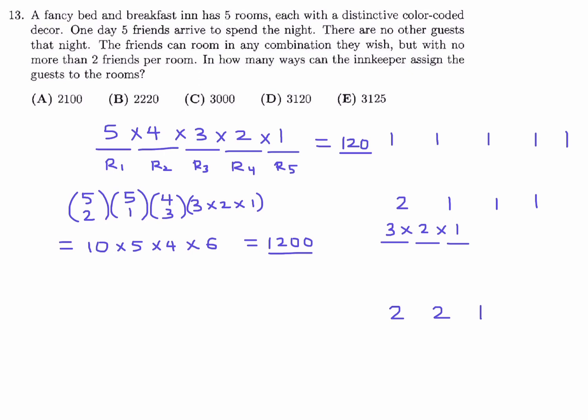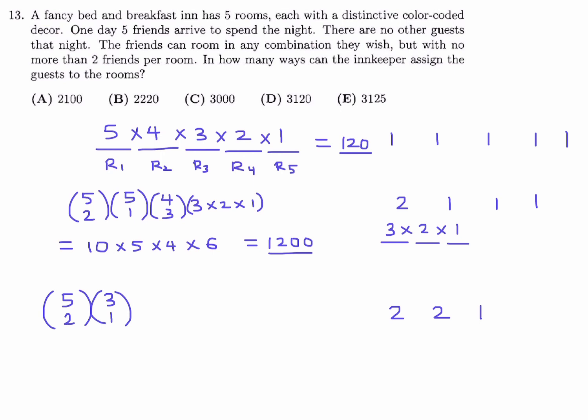Okay, so let's talk about this now. This is a bit trickier. So from the 5 rooms, we have to choose 2 rooms. And those 2 rooms are for these guys. This couple and this couple. Okay? Then from the remaining 3 rooms, we choose 1 room for this guy. So that takes care of the rooms.